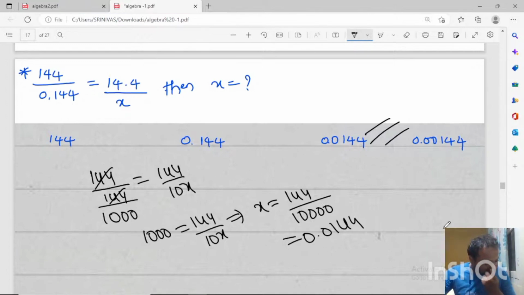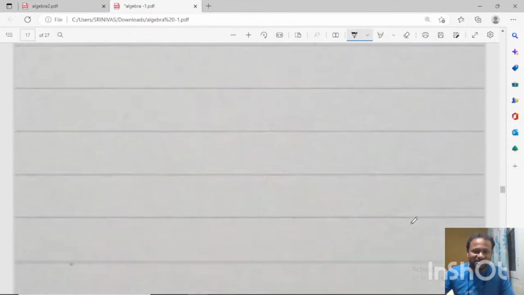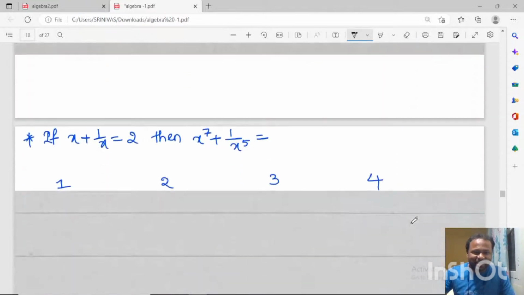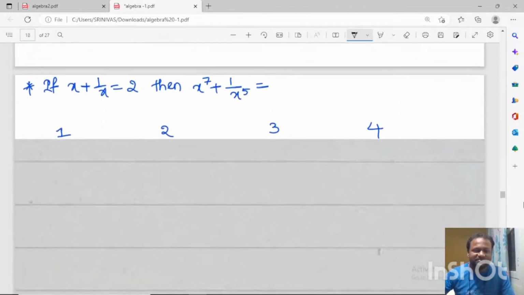Yes, Swapna says 2. Next answer. Okay, next answer. This one. I think it is 2 because x is equal to 1. So 1 plus 1 will be 2. Nice.